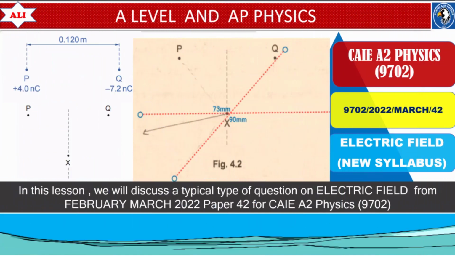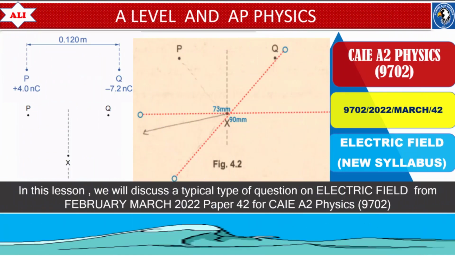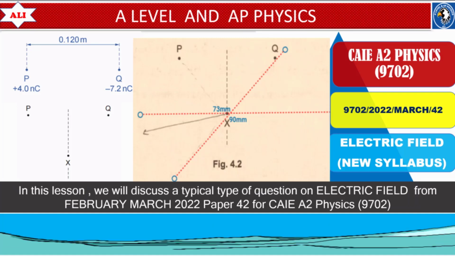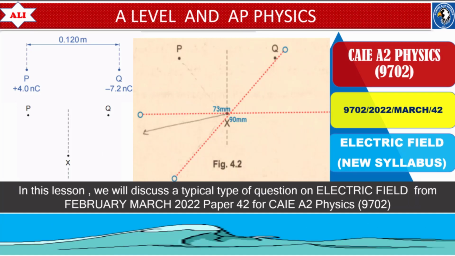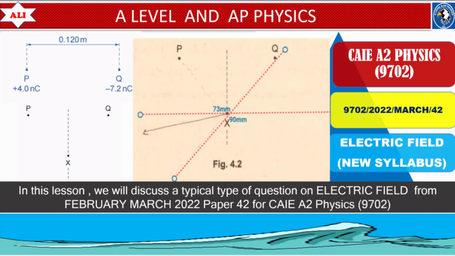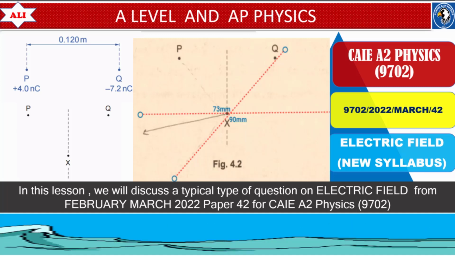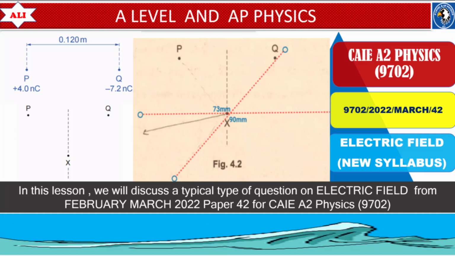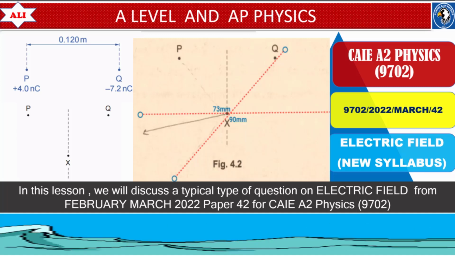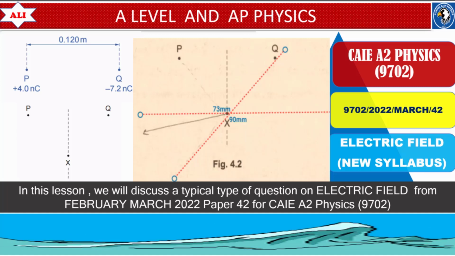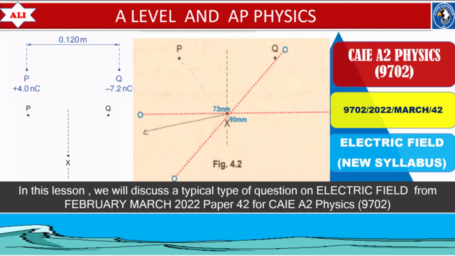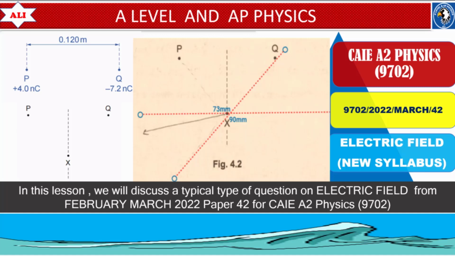Welcome to A-Level and AP Physics. In today's lesson, we will discuss a typical type of question on electric field from March 2022, Paper 4, Variant 2. In this question, we will discuss what is represented by electric field lines. Then we will discuss how to calculate potential at any point between 2 opposite charges, meaning in the region between 2 opposite charges, how we can calculate the value of potential.